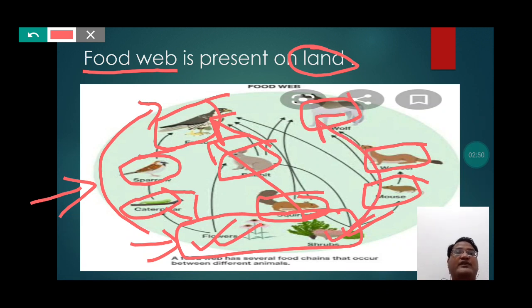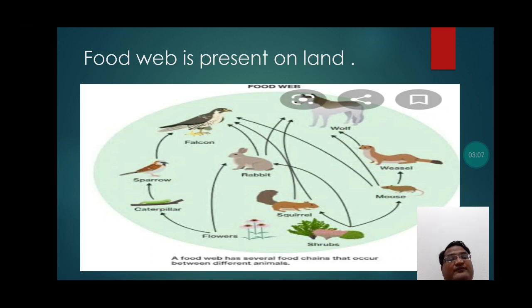So students, here we can notice that the mouse can also be eaten by the falcon, and this shows that when two or more food chains remain interconnected, that forms the food web.